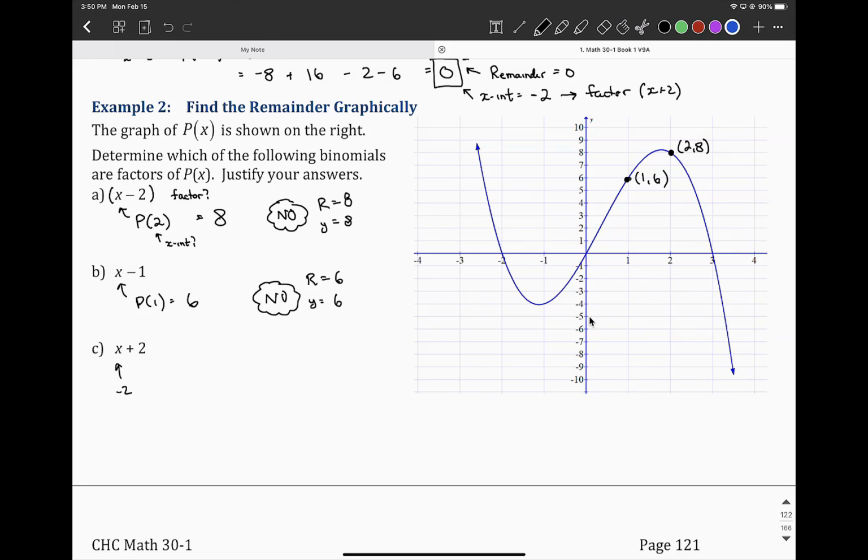What about negative 2? P of negative 2, beautiful. Negative 2 is a 0. Yes, because the remainder equals 0. The y-coordinate was 0. Negative 2 is an x-intercept. All the things we want when we're factoring.